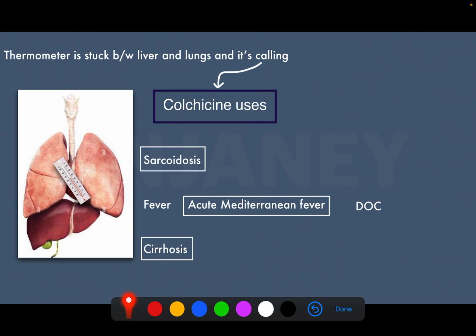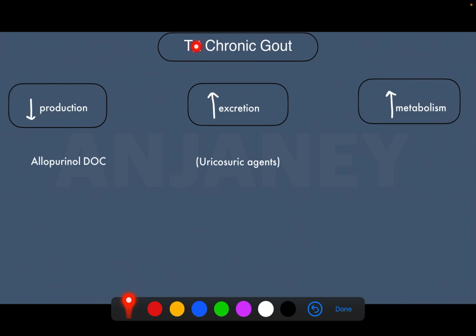Done. So let's see what are the other uses of colchicine. For this you have to remember this diagram. See, a thermometer is stuck in between lung and liver, and it is calling for help. So from calling we get colchicine, and the thermometer is represented by fever, or acute Mediterranean fever, for which colchicine is the drug of choice. Liver cirrhosis and lung sarcoidosis. Sarcoidosis is a condition affecting the lungs. You will learn this in medicine. So colchicine is used for the treatment of sarcoidosis, acute Mediterranean fever, and cirrhosis. Three things. Done.